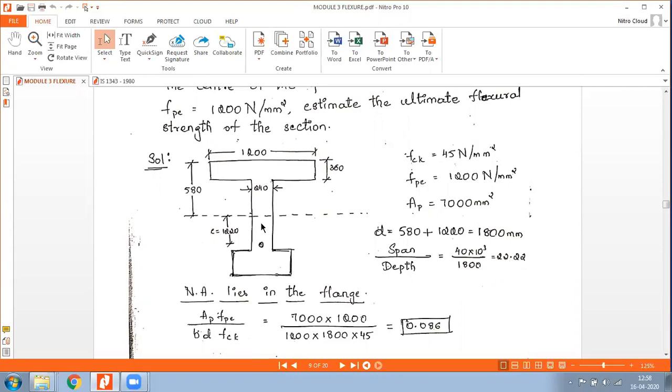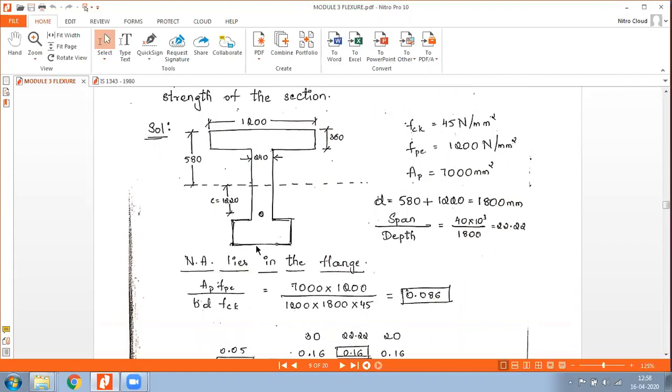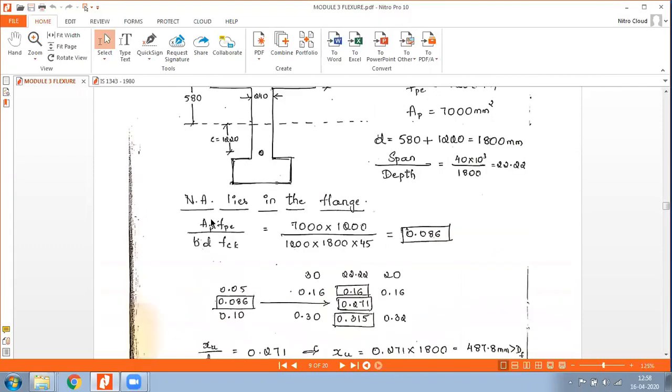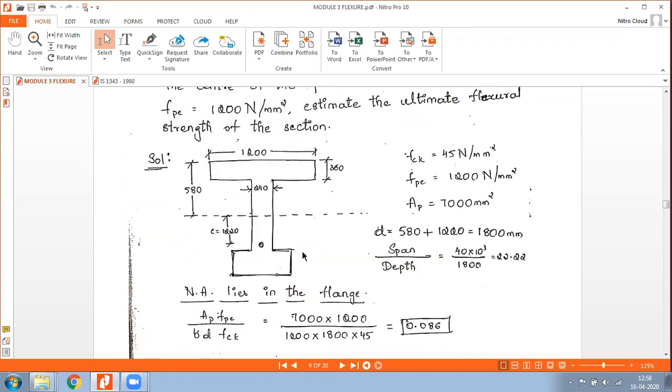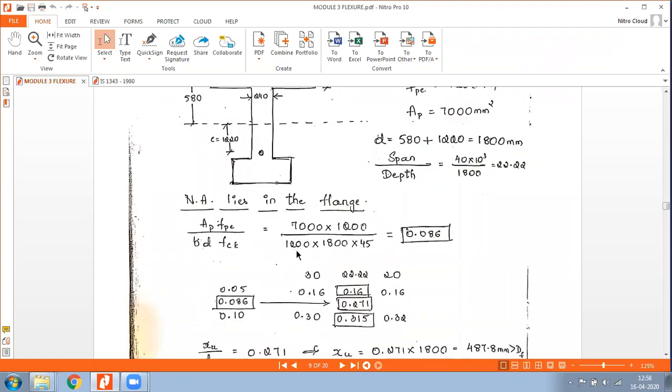First, we need to assume that the neutral axis lies inside the flange. That is, first we need to calculate the effective reinforcement ratio, AP into FPE divided by Bf into d into FCK. Bf is the breadth of the flange. AP 7000 into FPE 1200, divided by width of the flange 1200 into effective depth 1800 into FCK 45. Substituting and simplifying, we get the effective reinforcement ratio as 0.086.